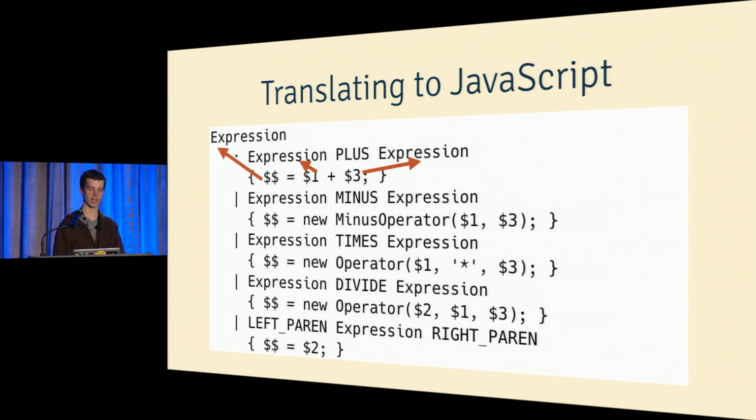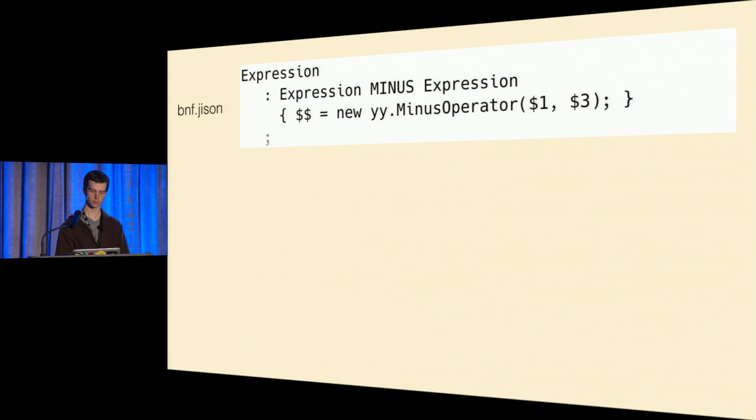The $1 and $3 are the first and third items on the right-hand side of the expression, whatever they happen to be in the actual value. There's a few other special elements that we'll talk about a little bit later, but these are ways of grabbing inputs from your input string and passing them to your code generator.